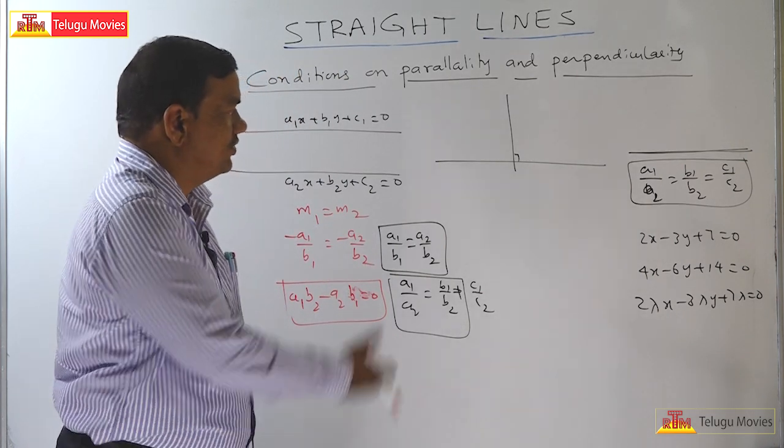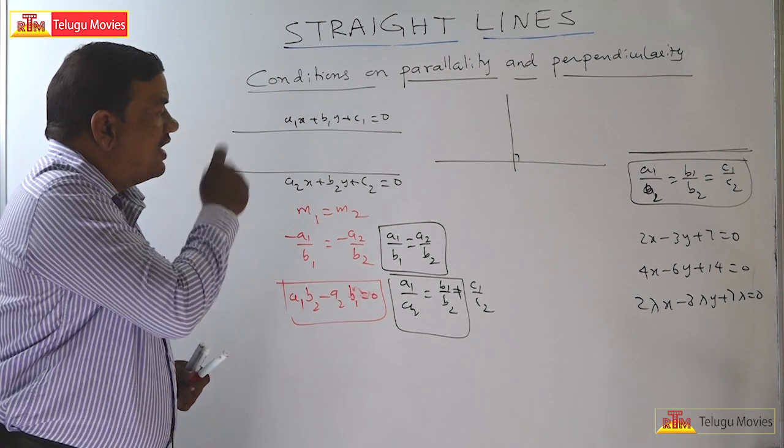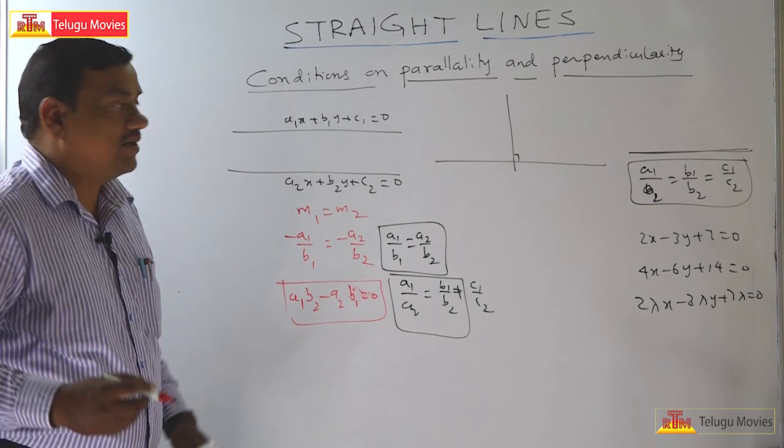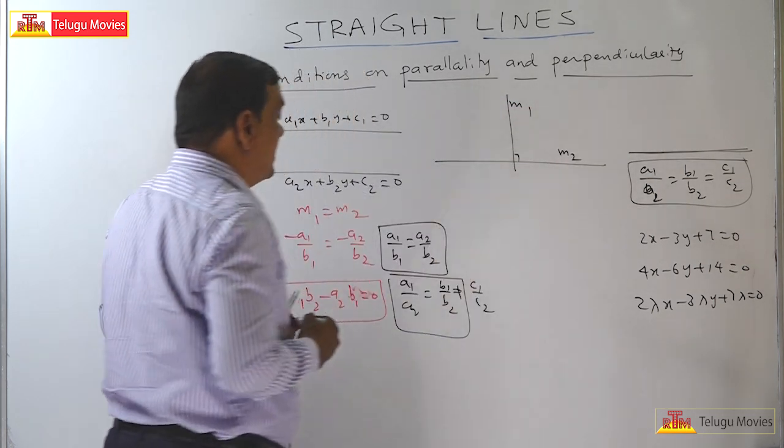Right. Let us see the next case, that is when two lines are perpendicular to each other. That means, let the slope of the first line be m1 and the slope of the second line be m2.